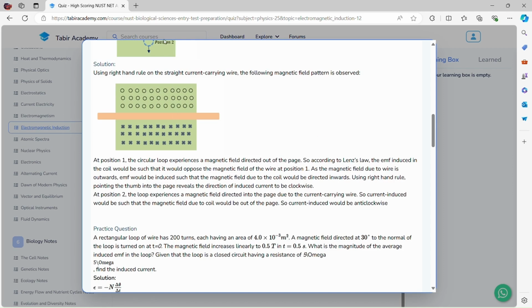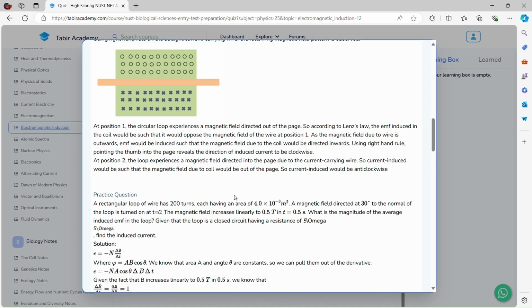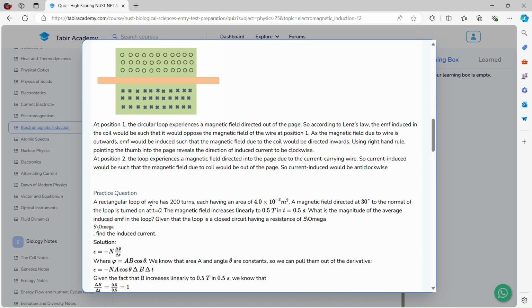At position 2, the loop experiences a magnetic field directed into the page due to the current carrying wire. So current induced would be such that the magnetic field due to the coil would be out of the page. So current induced would be anti-clockwise.